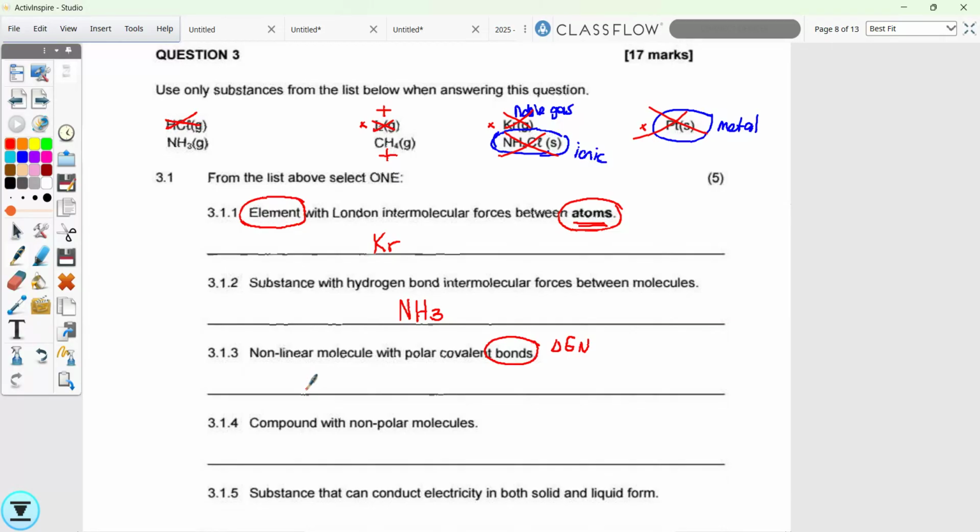So it could be NH3 or CH4 because neither one of them is linear. So do you say CH4 because you already said NH3? They said select one, so it could have been either one, it doesn't matter. But they didn't say that you're only allowed to use them once. You can use them more than once. So we marked both, right.